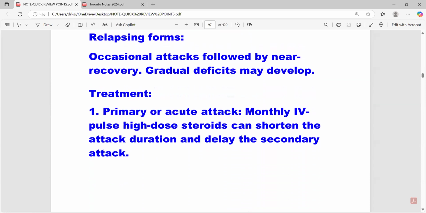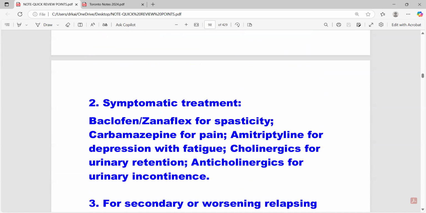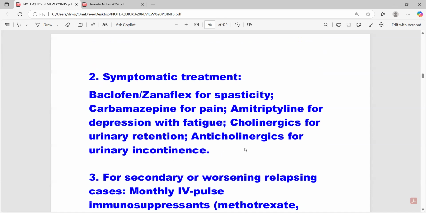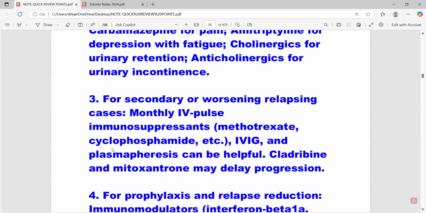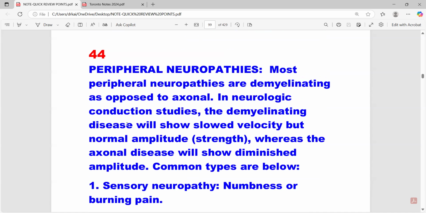Then the treatment. In acute cases, we go for IV pulse high dose steroid. So just knowing steroid might not be enough. They can give you in the MCQs a high dose, low dose, kind of thing. So you need to know high dose steroids. Then same as we already discussed: baclofen for the spasticity, carbamazepine for the pain, amitriptyline for the depression and fatigue, cholinergic for the urine retention, and anticholinergic for the urine incontinence. For secondary progressive, we go for IV pulse immunosuppression. And for prophylaxis it is basically the immunomodulators.